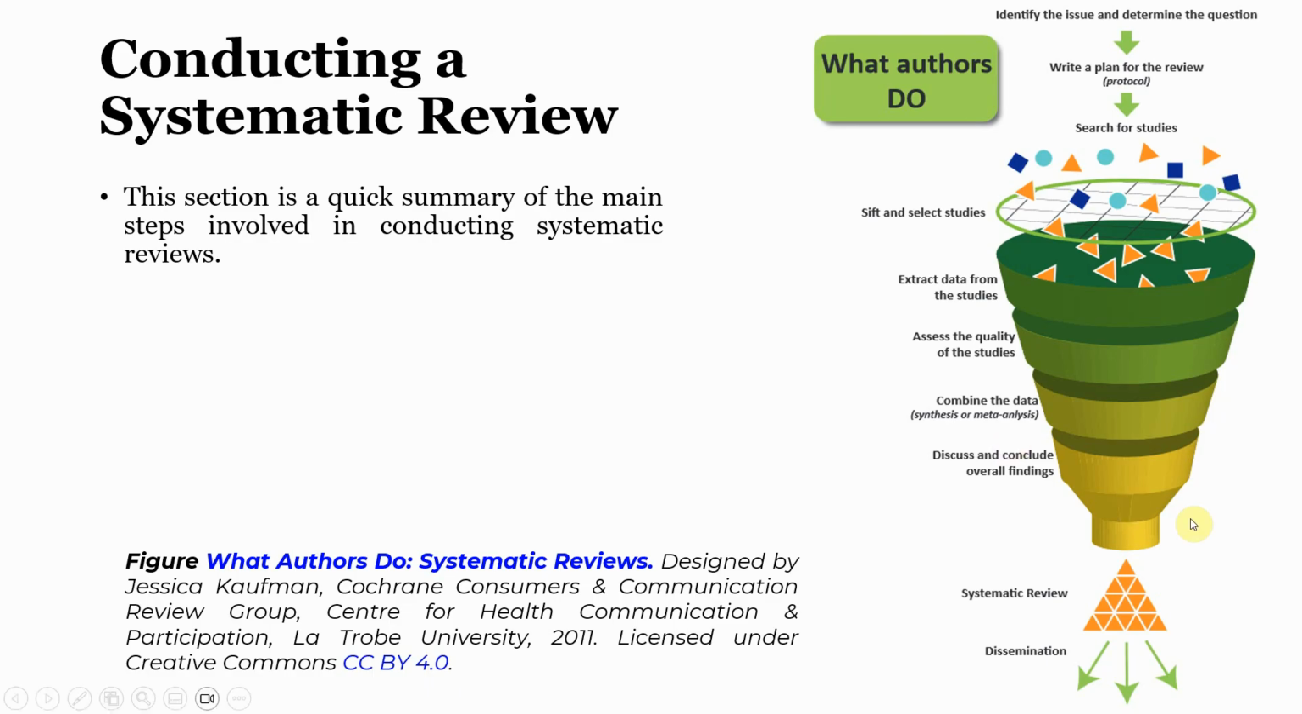Now, discuss and conclude your overall findings, and this is your systematic review that you then disseminate, or you actually distribute it or try to publish it for others to read. So this is the overall summary of the systematic review.